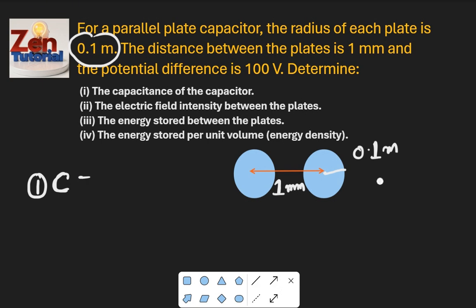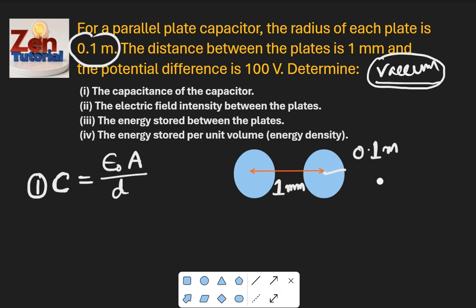So the formula for capacitance, C, is equal to epsilon naught, the permittivity of any medium. Of course, here the medium is not given in this question. Let's consider the medium is vacuum. Of course, the value of capacitance depends on the medium, but here we are assuming the medium is vacuum within which these two plates are placed. Anyway, the area over the distance between two plates.